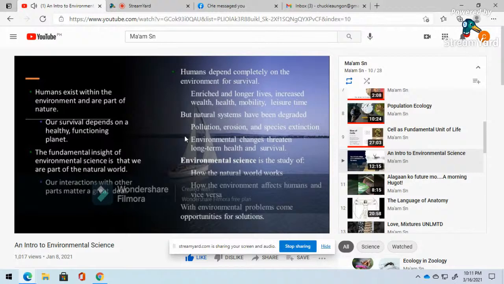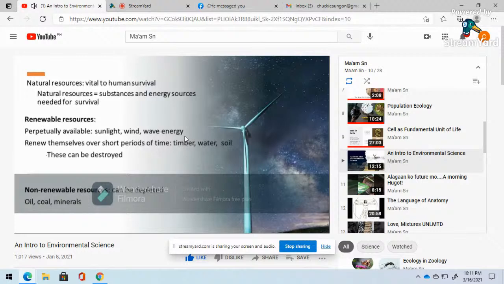This is environmental science. This is the study of how the natural world works, how the environment affects humans and vice versa. And with environmental problems come opportunities for solutions. Natural resources are vital to human survival. When we say natural resources, these are substances and energy sources needed for survival.